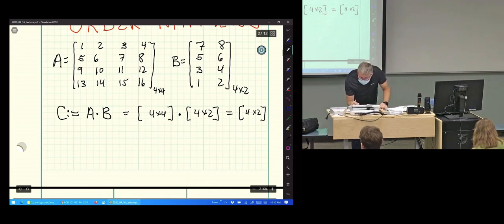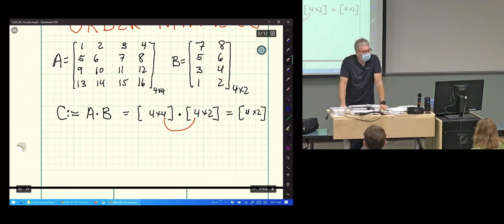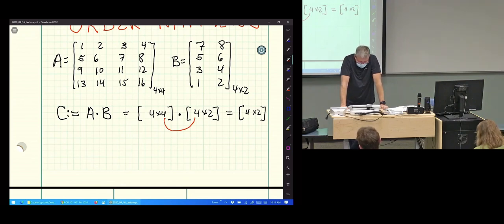this number and this number are the same. The columns in A and the rows in B have to match up. If B had 3 rows, it wouldn't work. Had 5 rows, it wouldn't work. Anything other than 4, it doesn't work.